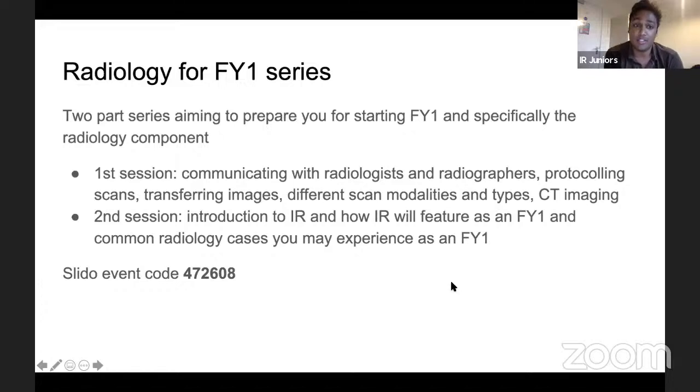So essentially, as we mentioned, it's a 2-part series aiming to prepare you for starting F1 and get you comfortable with the radiology aspect of the job, because often that's the bit that you will have to do. You are often the spokesperson when communicating with the radiology department for your team. And so it's important to know what you're doing and understand the basics. This session will focus on some core radiology cases, both diagnostic and interventional, and hopefully you'll be more confident when you're on the wards.